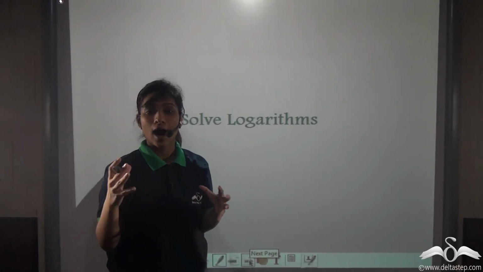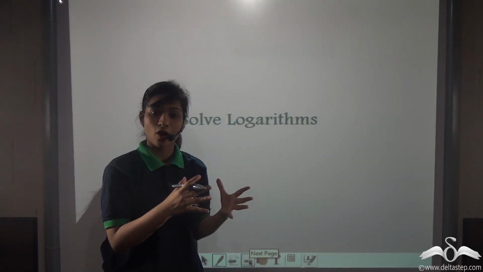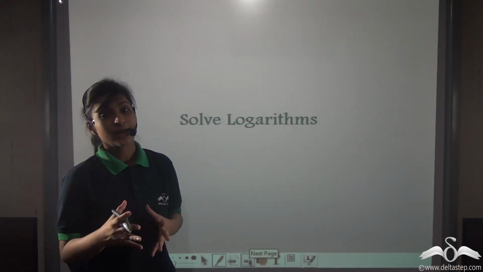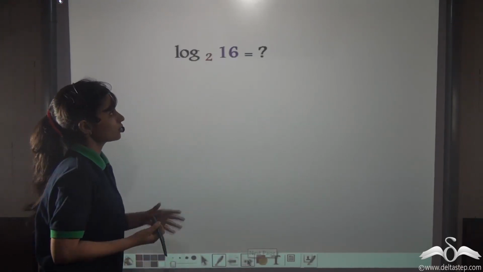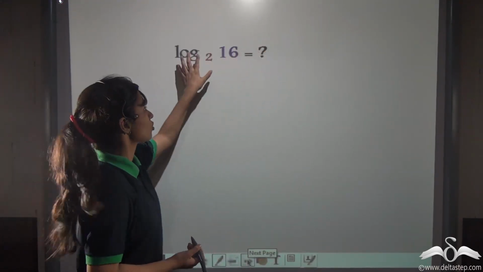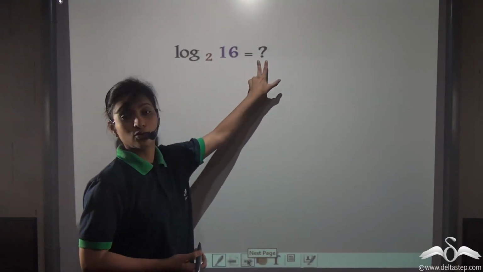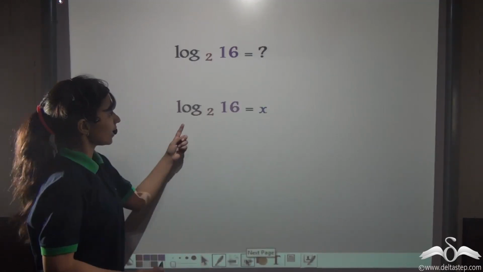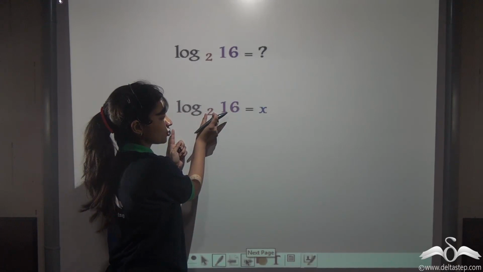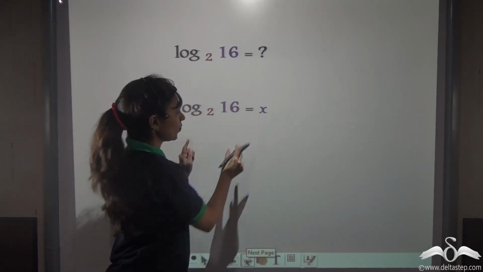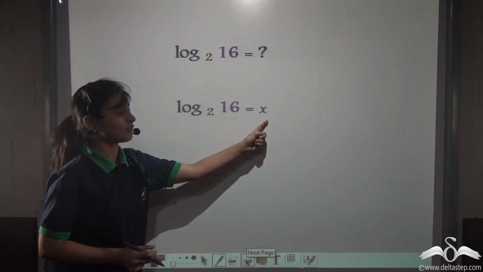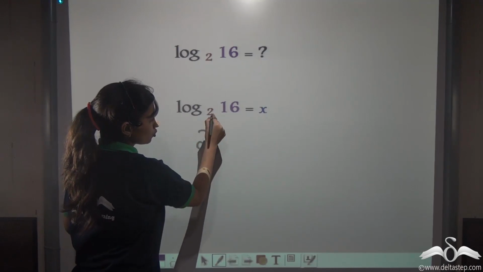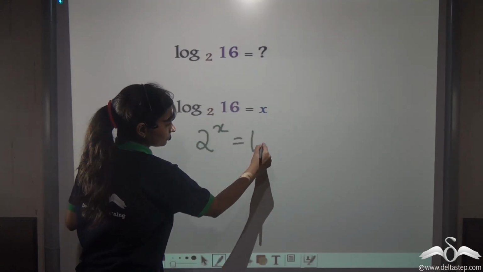Now, till now, you have learned how to change logarithmic form to exponential form and vice versa. Now, do you know exponents also help in solving logarithms? Let's see how. Suppose I do not know the answer of this log. The log of 16 to the base 2 is unknown, and you need to find out this. How will you do that? See, let us take log of 16 when the base is 2 is equal to x. Then we can convert this logarithmic form to exponent form. The base remains the same, so 2 to the power x is equal to 16.